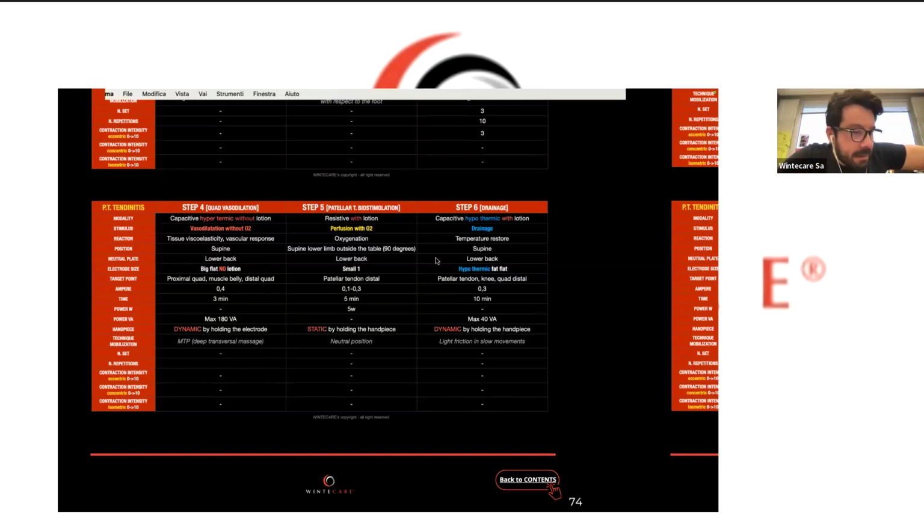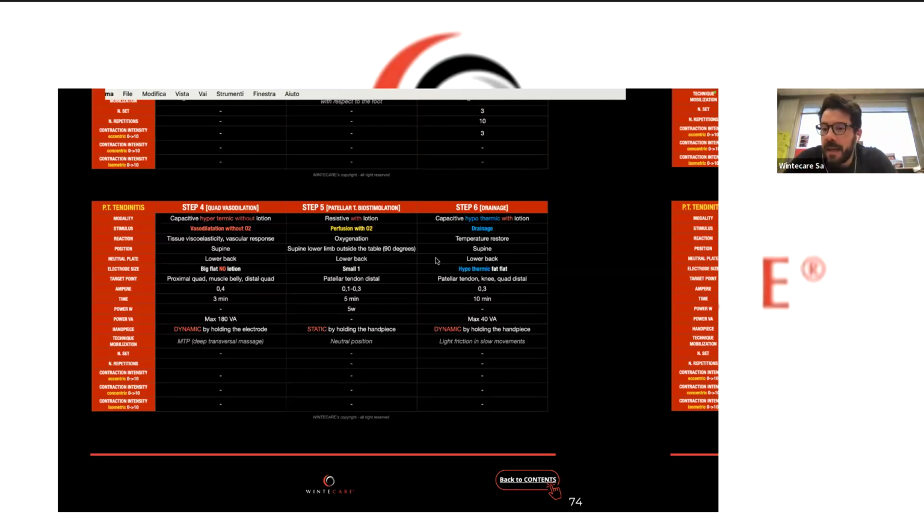Finally, and this is normally the final stage of many treatments, especially for acute inflammation, we have the capacitive hypothermic with some lotion. We perform a drainage. So we restore the temperature, dropping the temperature from an inflamed tissue to physiological temperature. The plate is under the lower back. Once again, we use the hypothermal electrode, the flat one, the thick electrode that is flat.